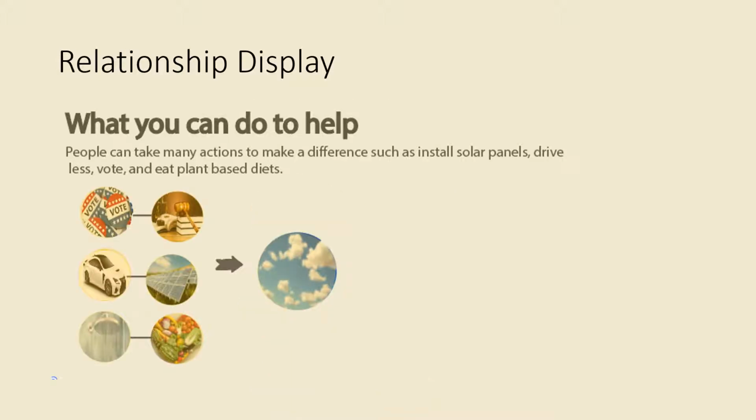A relationship display helps showcase the relationship between 2 or more entities. It graphically shows the groupings, connections, or links between different concepts and topics. It can do this by using color, lines, size, or position. My relationship display shows the relationship between actions that humans can take, which can all culminate to a better environment and the slowing down of climate change.